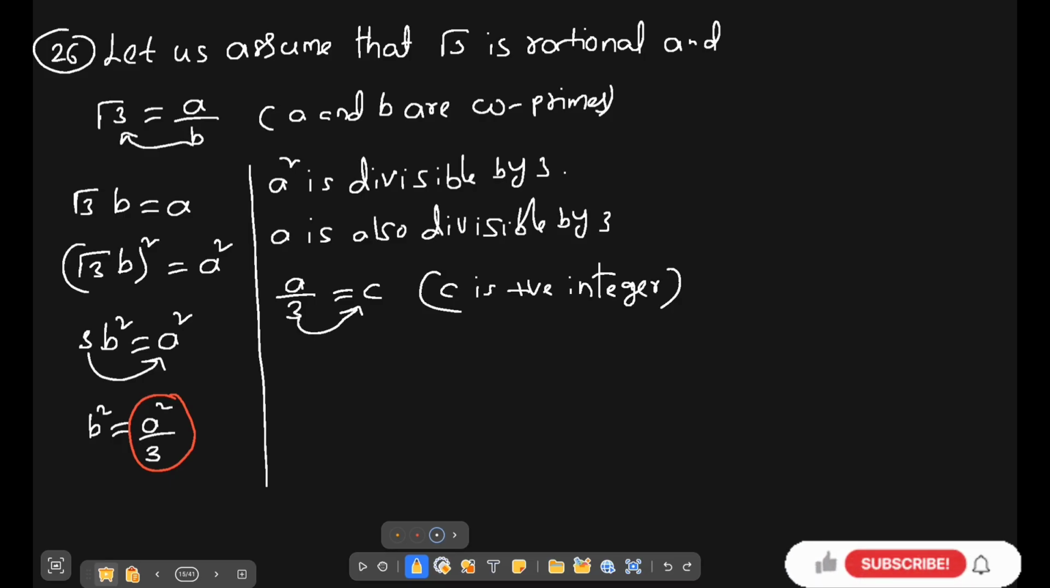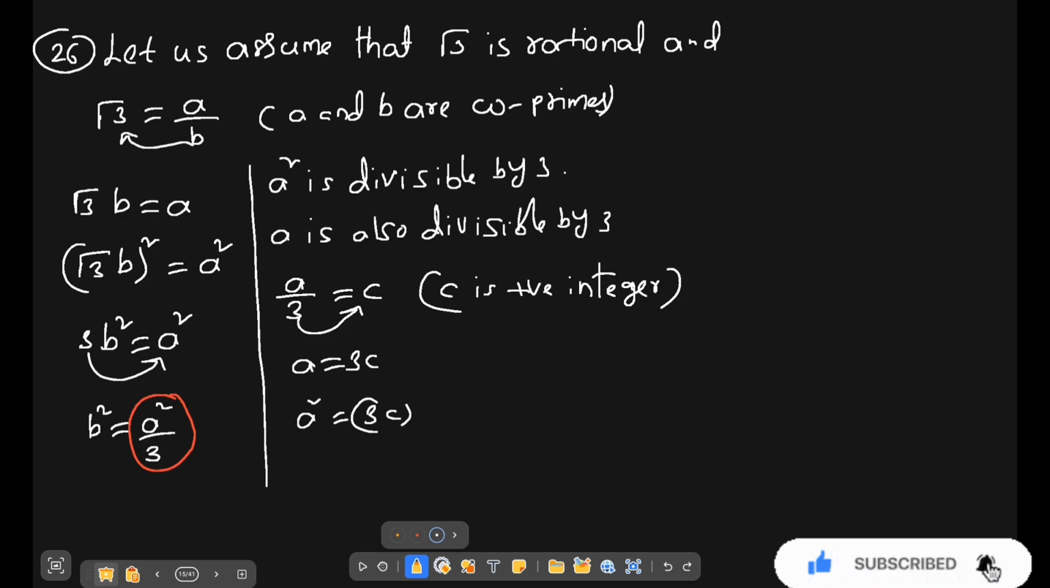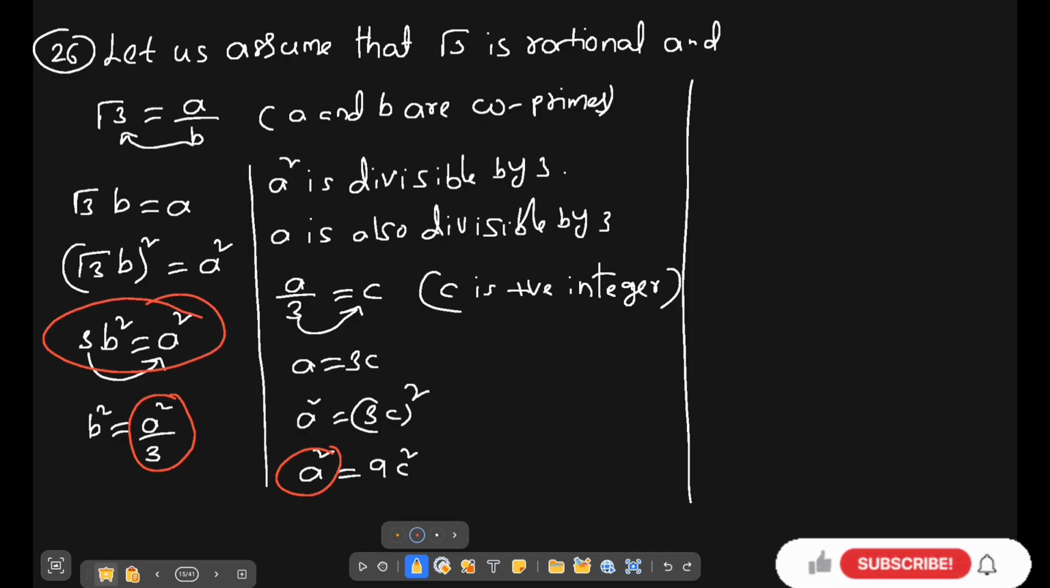Now send 3 to the right side. Now a is equal to 3c. Again squaring on both sides, a square is equal to 3c whole square. So a square is equal to 9c square. In place of a square, we know that a square is equal to 3b square. So in place of a square, write 3b square. So 3b square is equal to 9c square.